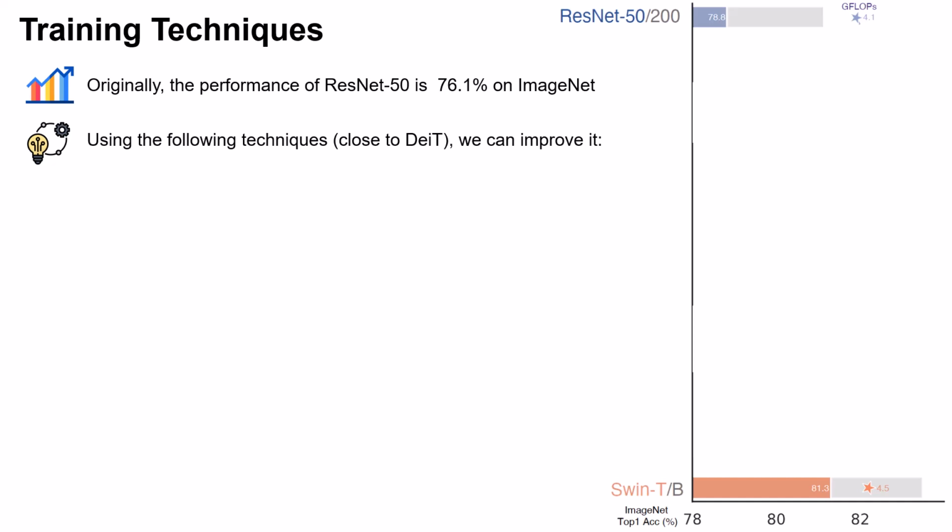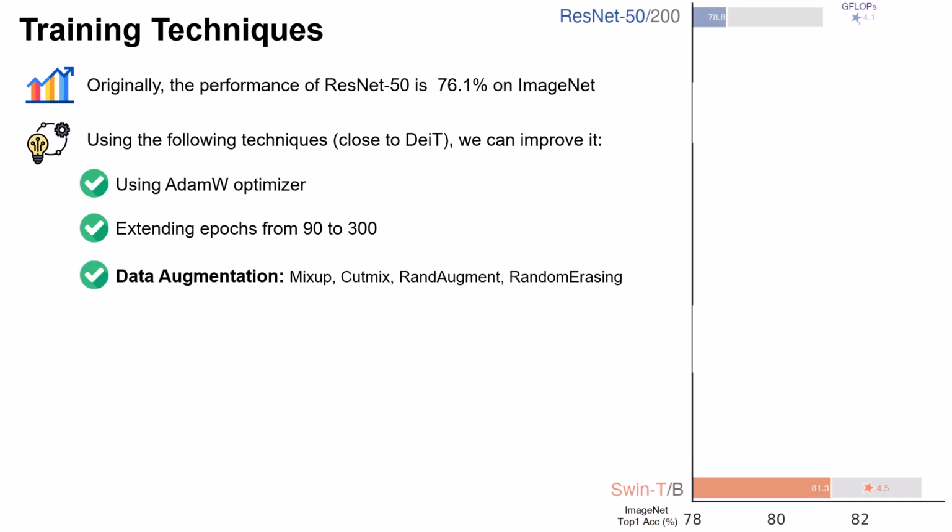But what are these techniques? The first thing is using the AdamW optimizer instead of SGD. The second thing is extending the epochs from 90 to 300. And the third thing is adding these types of data augmentations: mixup, cutmix, RandAugment, and random erasing. And if you don't know what these data augmentations are already, I will show you. They are so easy to understand.